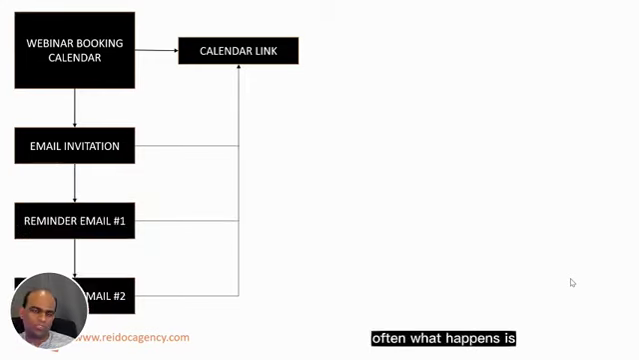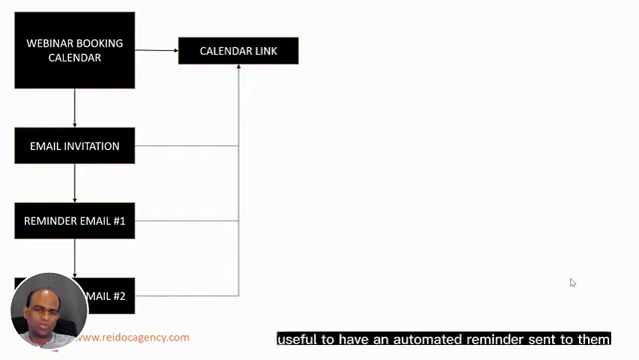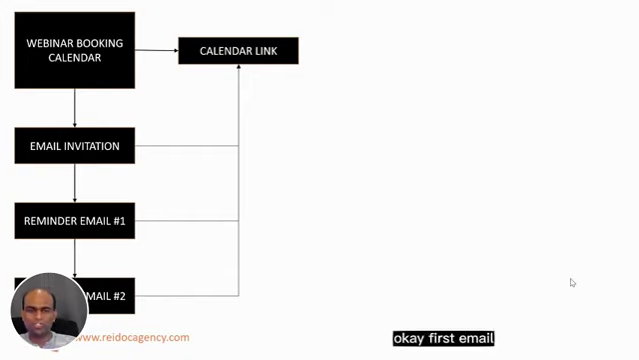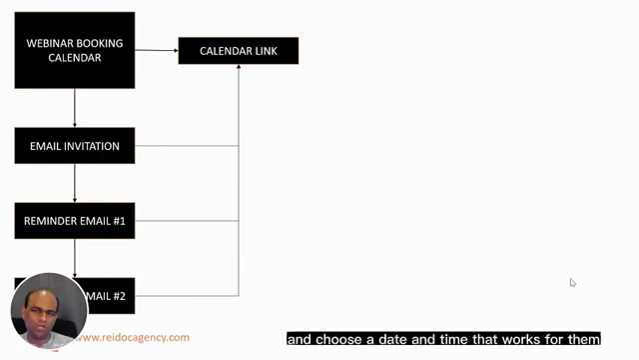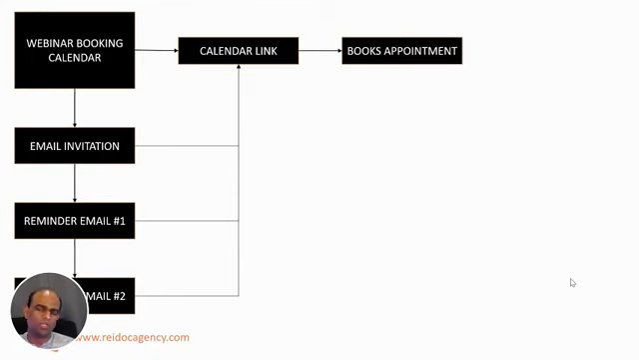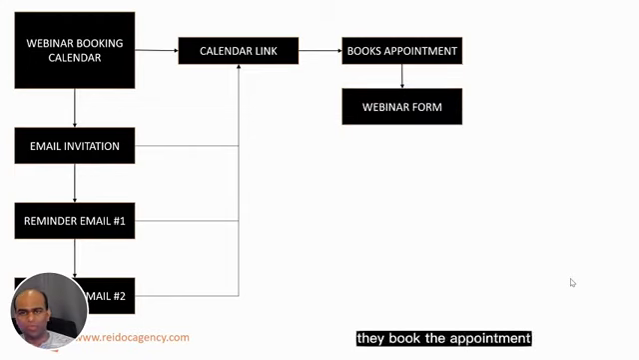Often what happens is rarely anyone actually clicks on the link in the first email you send, because people get busy. So it's always useful to have automated reminders sent to them. Okay, first email, second email, right? And then hopefully by the third email, they'll click on the calendar link and choose a date and time that works for them. So they click on the calendar link, they book the appointment.